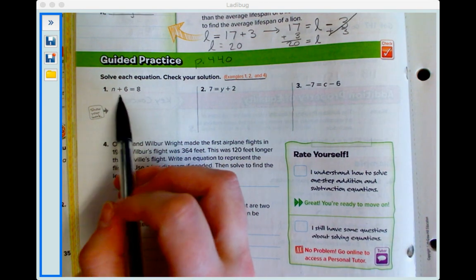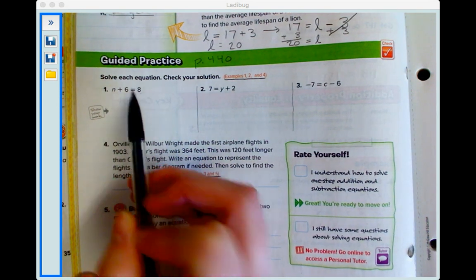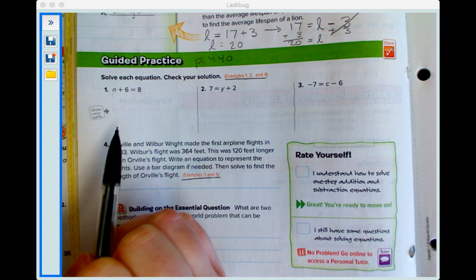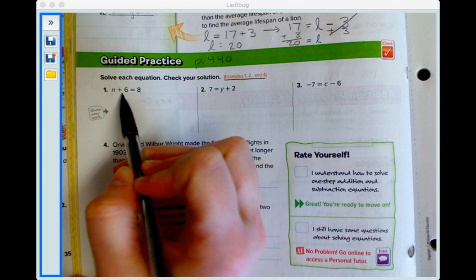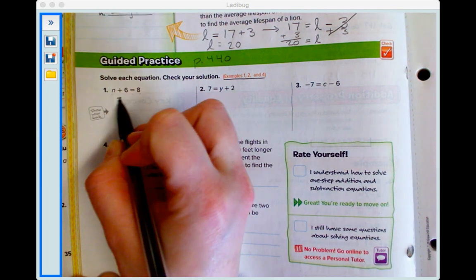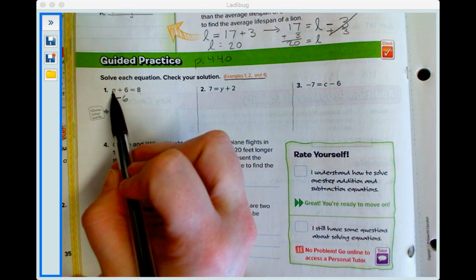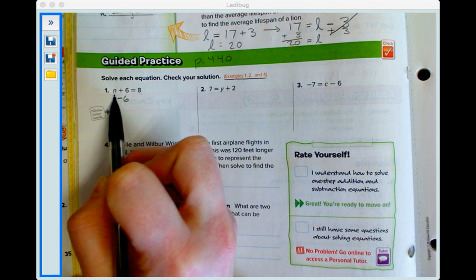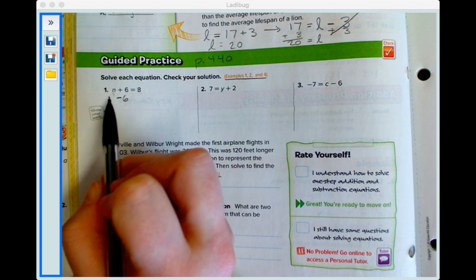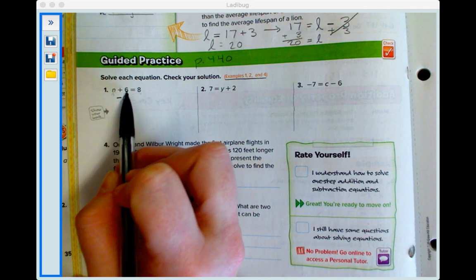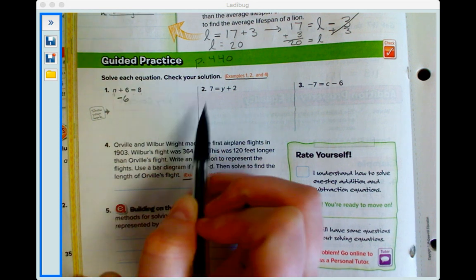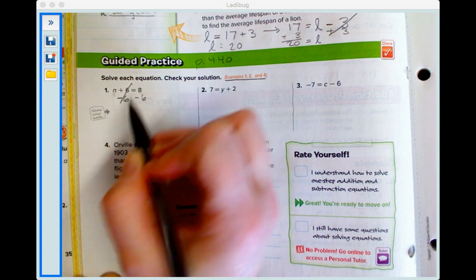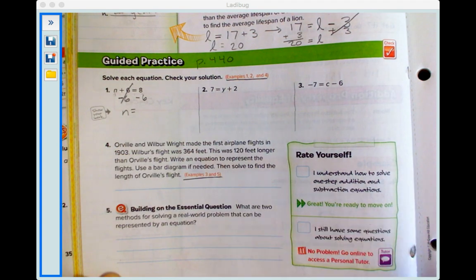So, n plus 6 equals 8. To find n, we need to get it alone. And since this is an addition problem, we are going to subtract to get it alone. And you will always subtract the number that has the variable on that side. Same with addition, you will always go and use the number that is with the variable. So minus 6, you get n alone.